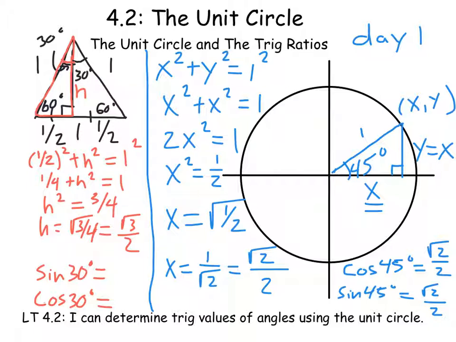Okay, and again, I'm looking at this from the angle right up here. The side that is opposite is 1/2, so I'm going to say that the sine value of 30 degrees is 1/2. This side is the one I just found, the square root of 3 over 2. That's adjacent, so there is the cosine value.